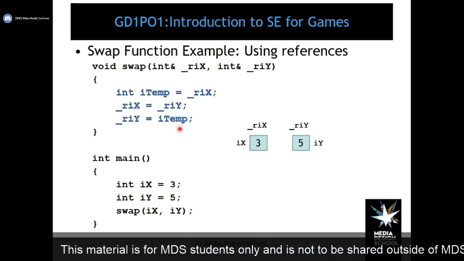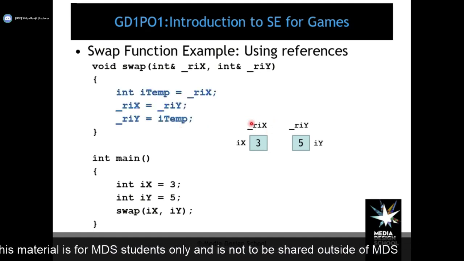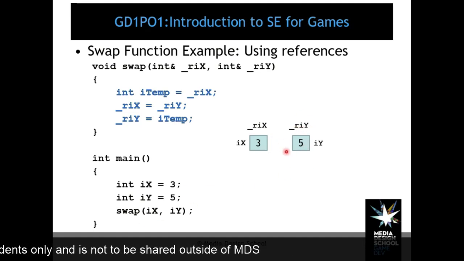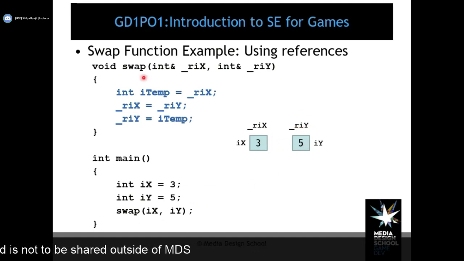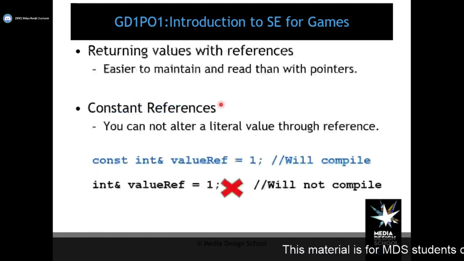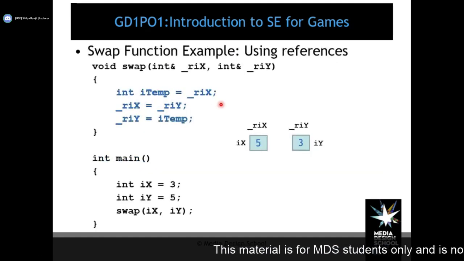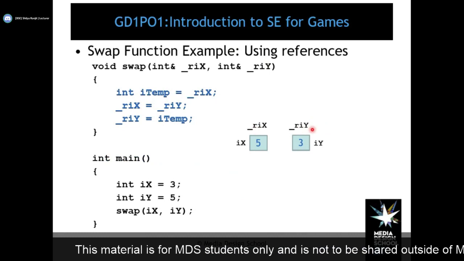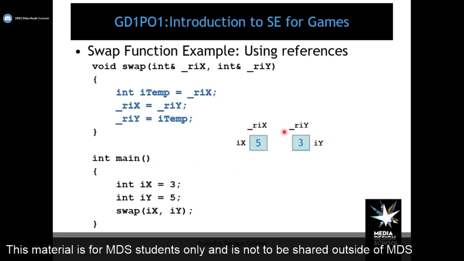What happens when this function gets executed? Rix refers to the same memory location, riy refers to the same memory location as ix and iy. So when I run the function, the values get interchanged. That is, one gets 5, the other one gets 3. And now after execution of this function, the rix and riy get destroyed, but the 5 and 3 remain.